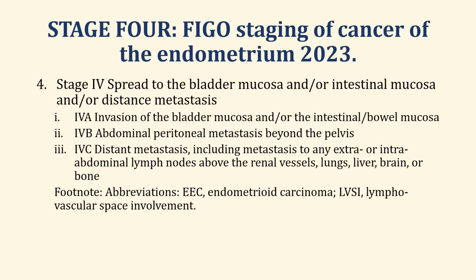Stage 4 disease now has spread to the bladder mucosa or the intestinal mucosa, or there is distant metastasis. And stage 4 is further subdivided into A, B, and C. With 4A, it is bladder or intestinal or bowel mucosa. With 4B, it is abdominal peritoneal metastasis beyond the pelvis. And stage 4C is distant metastasis, including metastasis to any extra or intra-abdominal lymph nodes above the renal pelvis, mostly to the lungs, the liver, the brain, or the bone.